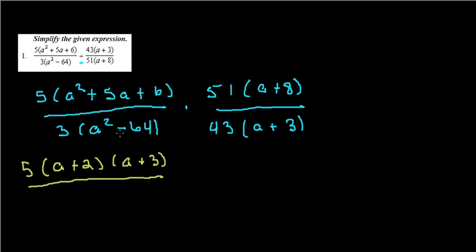looks like this is a difference of 2 squares, 3 times a minus 8, because 8 squared is 64, and a plus 8. A plus 8. And now what you're going to do is you're going to just copy this.